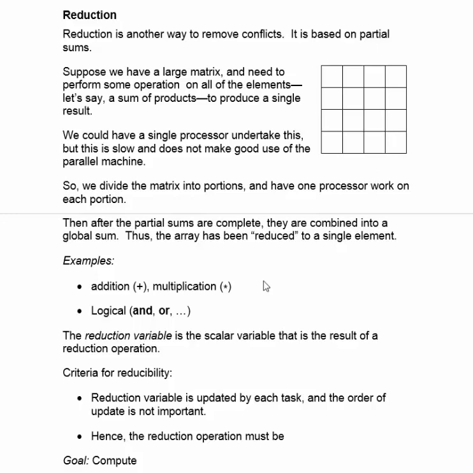In order to do this, we could, as we suggested, use addition or multiplication. It's also possible to do reduction with logical operators such as and or. What do they have to be in order to allow reduction? The criteria are that the reduction variable needs to be updated by each task, and it doesn't matter what order the updates occur in. That's because when you separate the work into a variety of tasks, you don't know which task is going to get ahead of the other task, and the result needs to be the same regardless of who's ahead and who's behind.